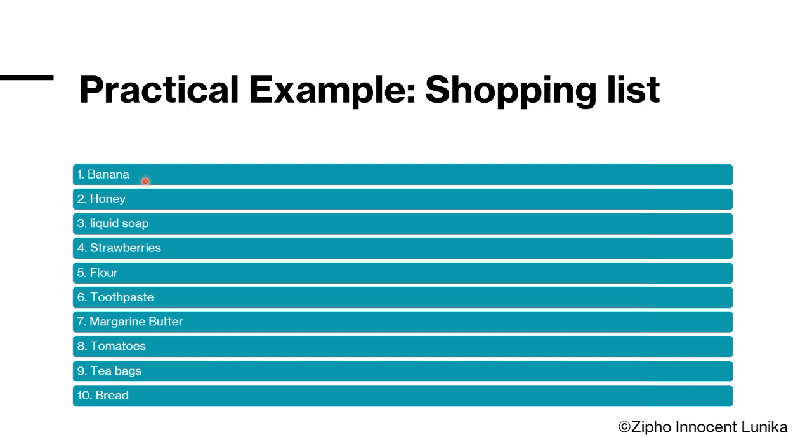The shopping list that you will intend to remember will be banana, honey, liquid soap, strawberries, flour, toothpaste, margarine, butter, tomatoes, tea bag, and bread. So we'll use all of these pegs to remember.